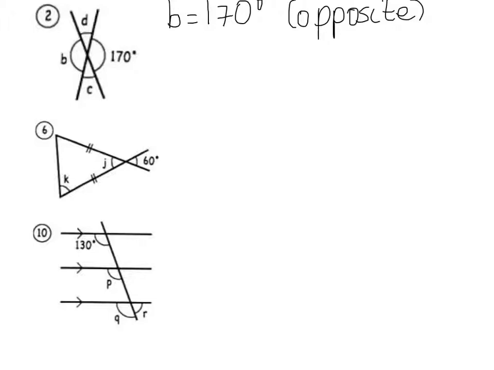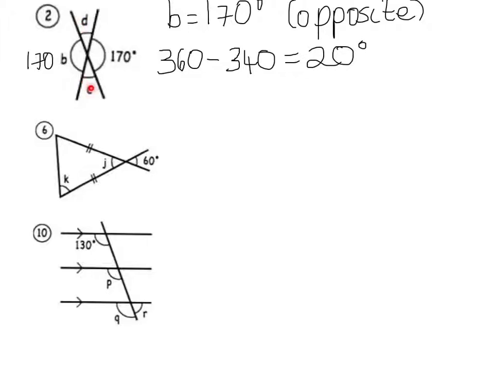So we have to use another one of our rules, which is that angles around a point equal 360. So if I know this is 170, this is 170, so altogether those two angles equal 340. The total all the way around is 360. So if I take 340 away from 360, I get 20. And that is what these two angles have to add up to.